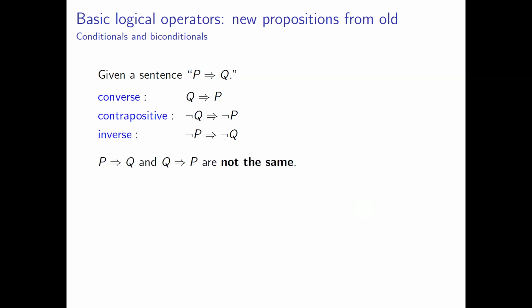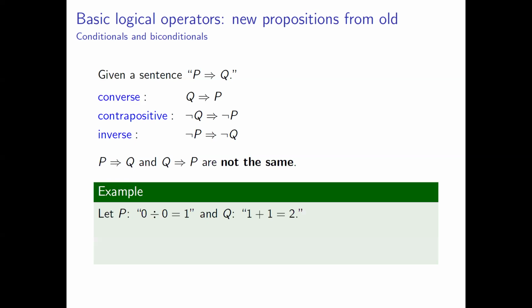Remember that the sentence, if P then Q, is not the same as its converse, if Q then P. That is, the roles of the sufficient condition and the necessary condition in a conditional sentence are not interchangeable. For example, let us take P to be the proposition, 0 divided by 0 equals 1, and Q to be the proposition 1 plus 1 equals 2.